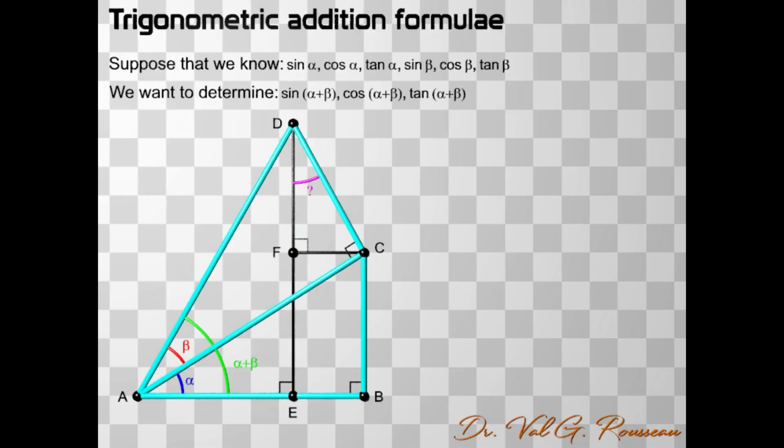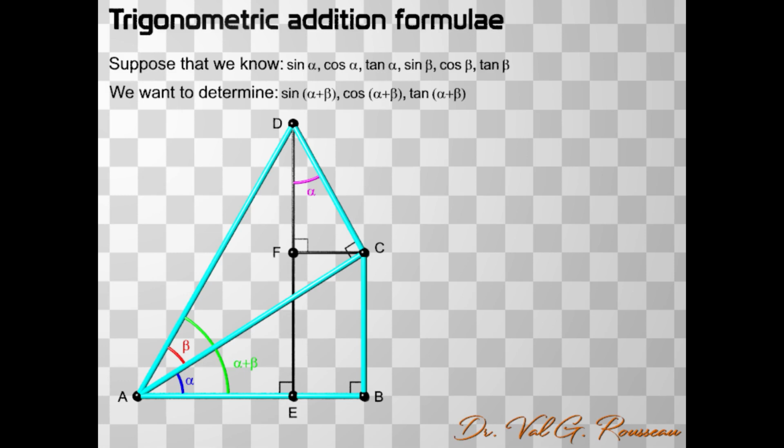Since DF is perpendicular to AB and CD is perpendicular to AC, we can conclude that the angle CDF must be the same as the angle CAB. The angle CDF is just the angle CAB rotated by 90 degrees. Therefore, the two triangles ABC and DCF are similar and the new angle is equal to alpha.